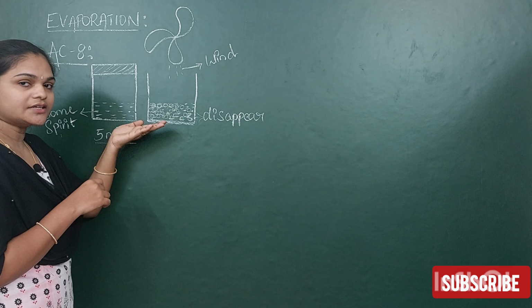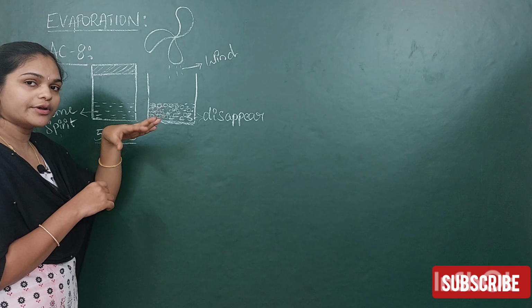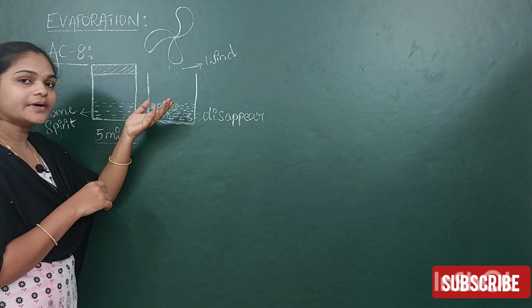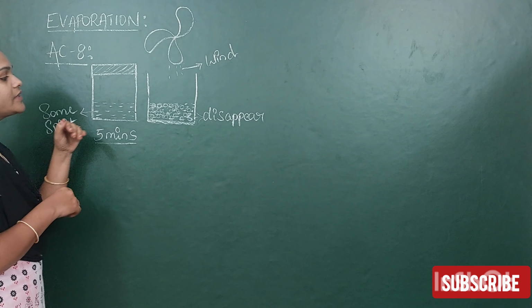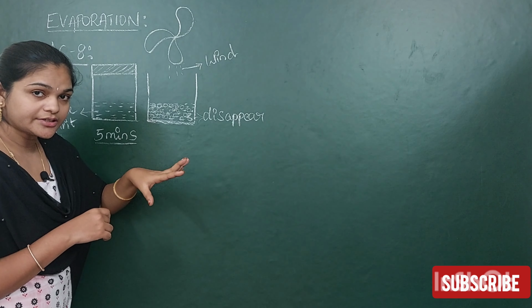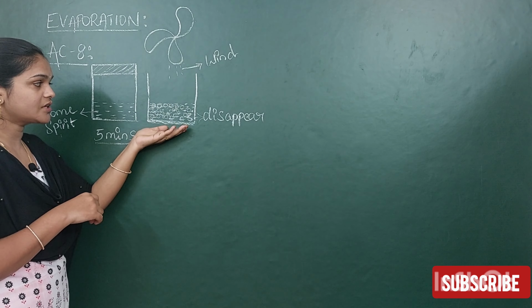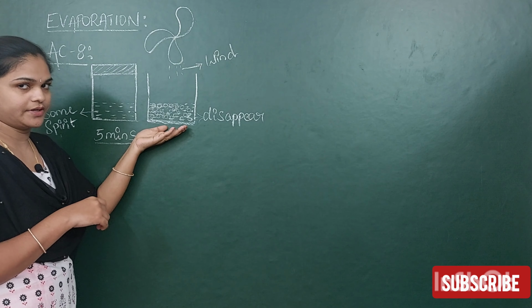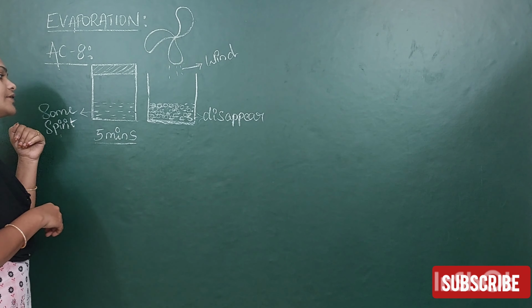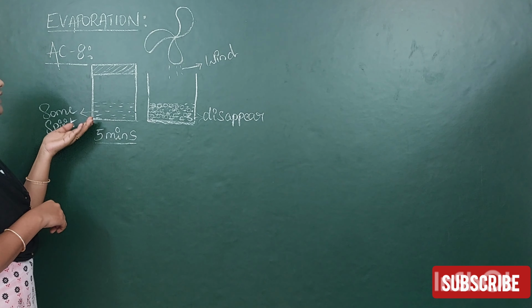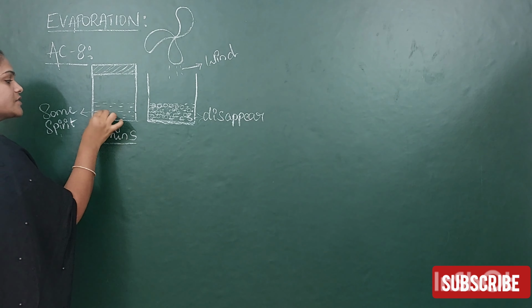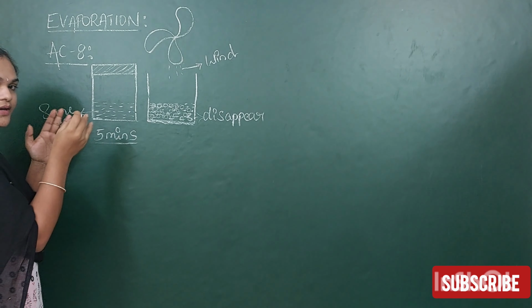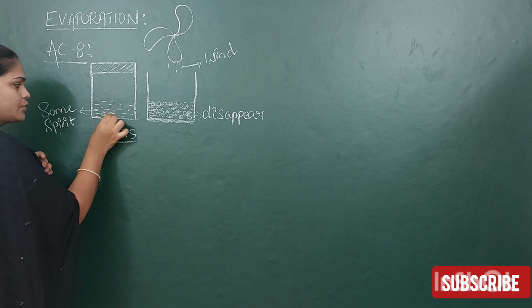So when they are present on the surface of the water, they escape from the liquid state to the gaseous state. When they escape from the liquid state to the gaseous state, what happens here? The liquid will disappear. So here, what happened? We kept a lid on this first dish. The liquid which is present here, the spirit, also has molecules.